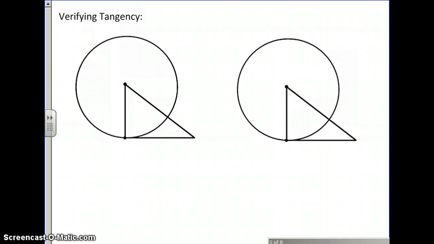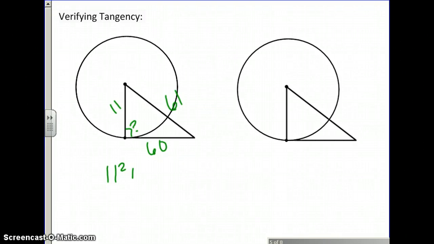Related to this, under the verifying tangency section, there are these two figures for you. Okay, if this is 11, and this whole hypotenuse here, well, segment, we don't know that's a hypotenuse yet, is 61, and this is 60. If we want to verify that this is indeed a tangent, we need to see if this is a right angle. We're not sure yet. So we can verify this by doing Pythagorean theorem. If it works, it's tangent. If Pythagorean theorem doesn't work, it's not tangent.